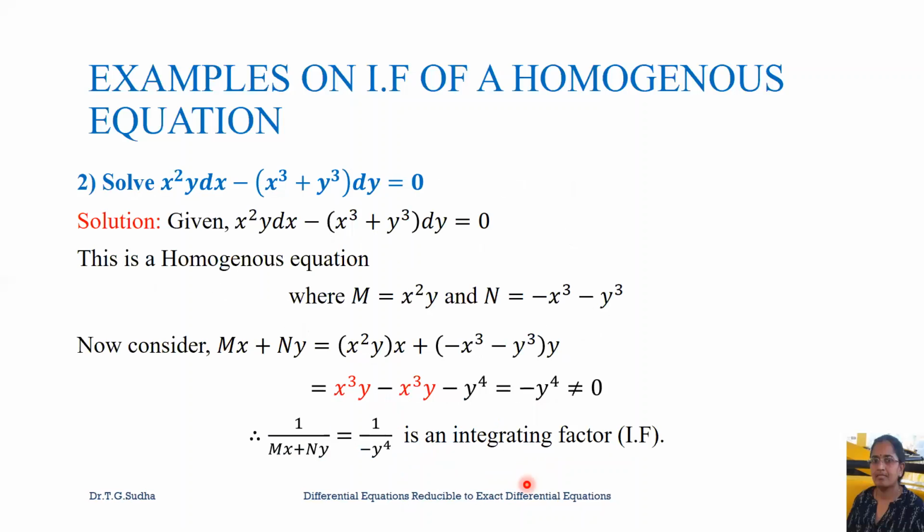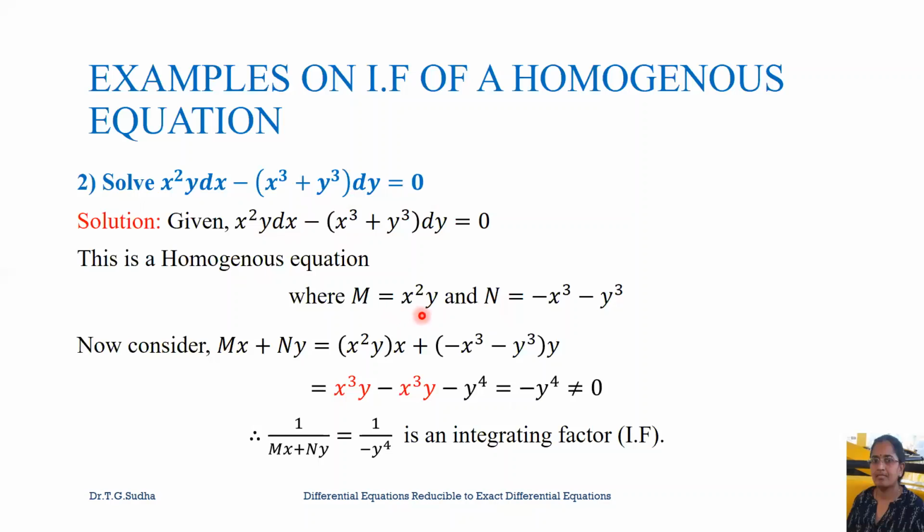Next, let us consider one more example. x²y dx minus (x³ + y³) dy equal to 0. So this is the given differential equation, and this is homogeneous, where M is x²y and N is minus x³ minus y³.